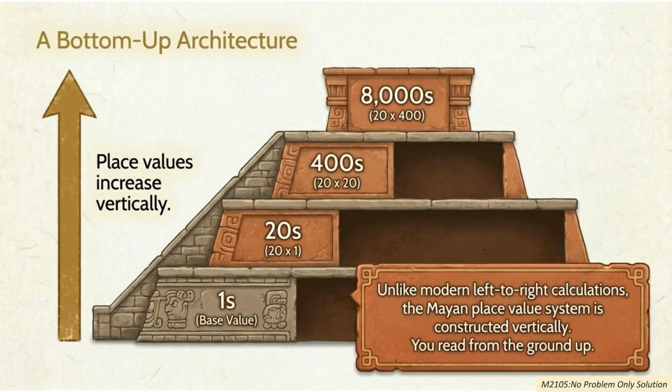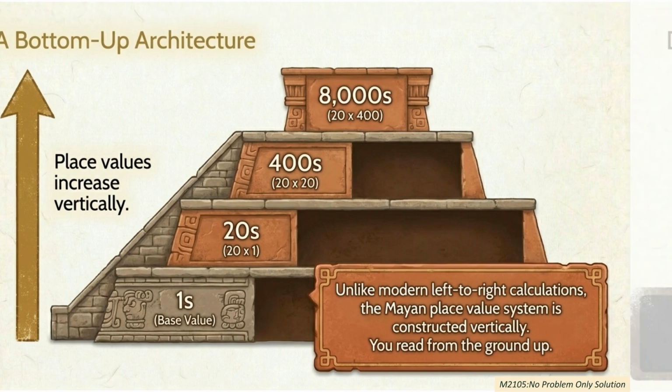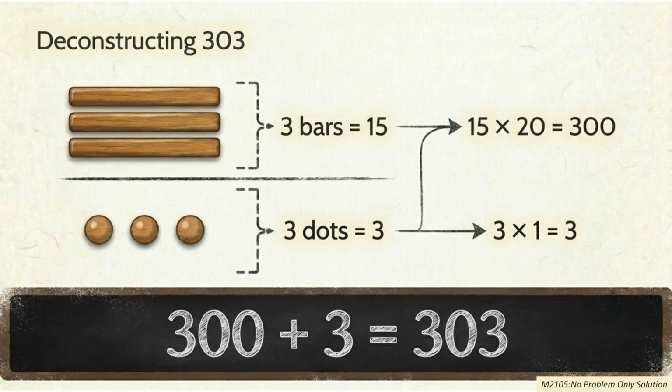The Mayan architecture is vertical, meaning place values increase from the ground up, unlike our horizontal left-to-right approach. To deconstruct 303, we see 3 bars representing 15 times 20, plus 3 dots, representing 3 times 1, totaling 303.